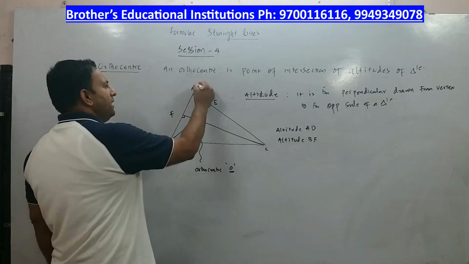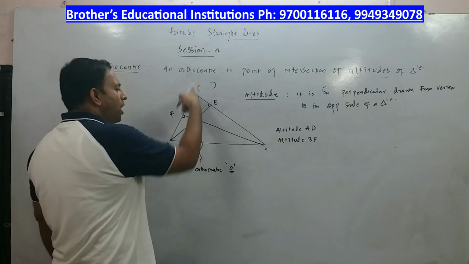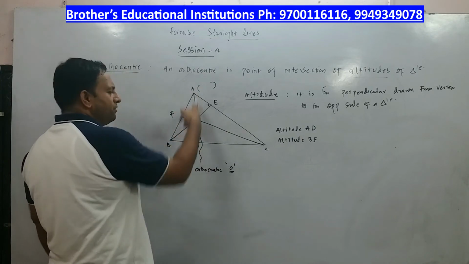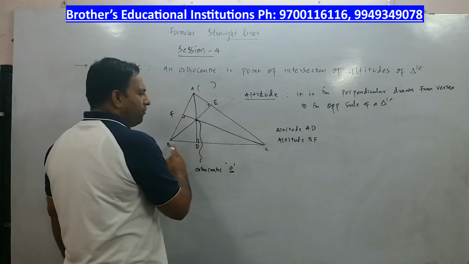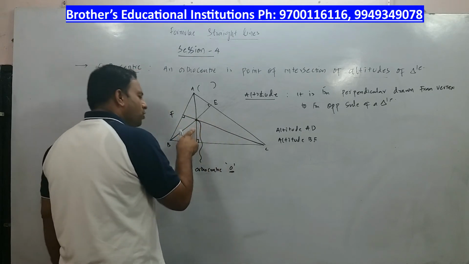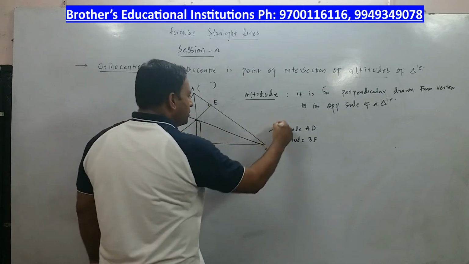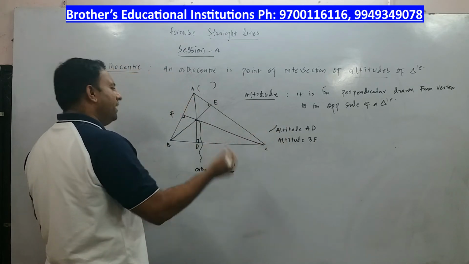Very simple. A vertex is already given to you. Your job is just to find the slope. So how will you find the slope of AD? First find the slope of BC. When you find the slope of BC, you will get the perpendicular slope of AD. Now once you get the slope of AD, you already know the point A. Use the one point formula, solve, and get the equation of AD.